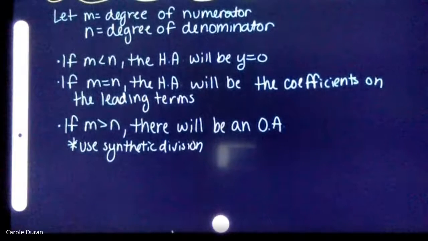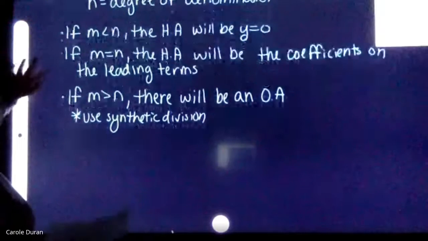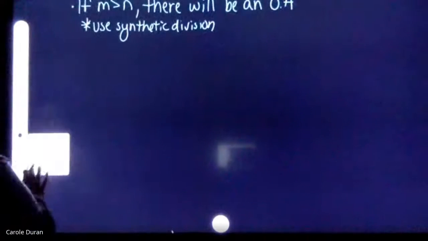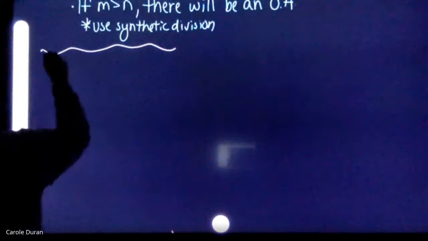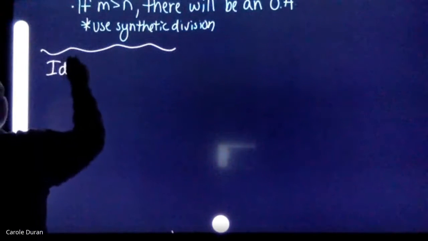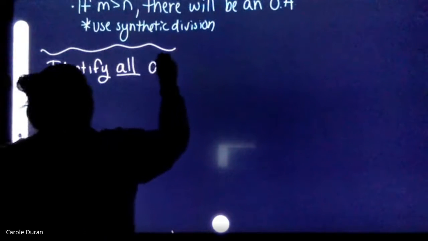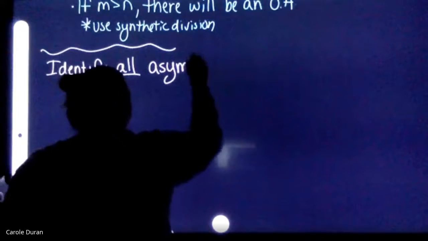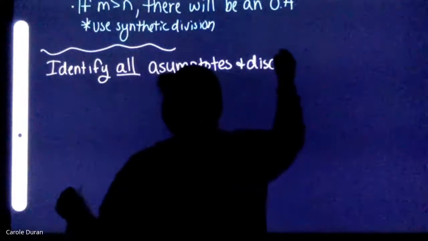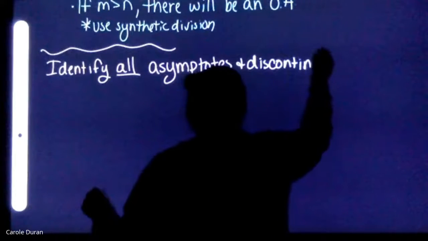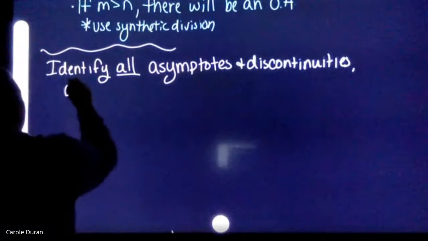Okay, let's go ahead and start with an example. On all of these examples, I would like to identify all asymptotes and discontinuities, as well as domain and range.